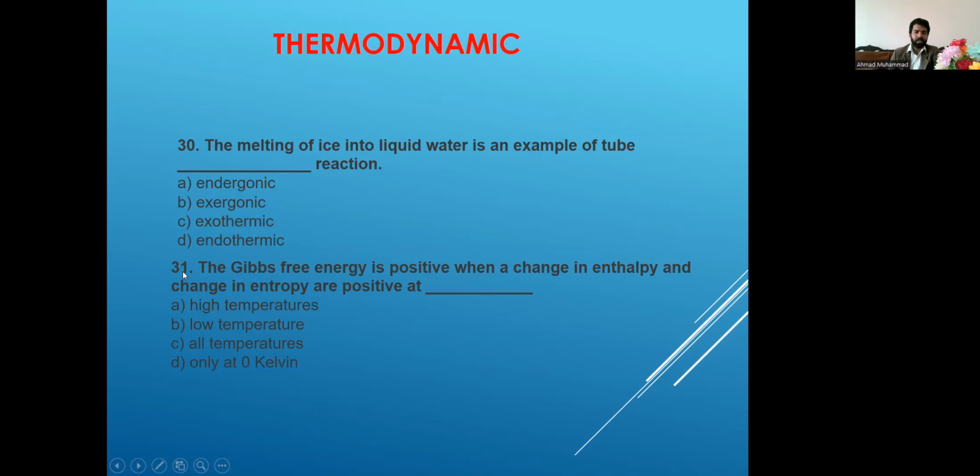And for question 31, the Gibbs free energy is positive when the change in enthalpy and change in entropy are positive at high temperature. Option B is low temperature. Option C is at all temperatures, and option D is only at 0 Kelvin. So the right option is that at low temperature, the Gibbs free energy is positive, and change in enthalpy and change in entropy are positive at low temperature.